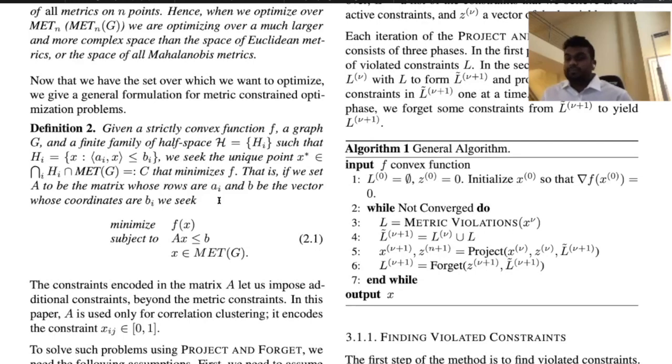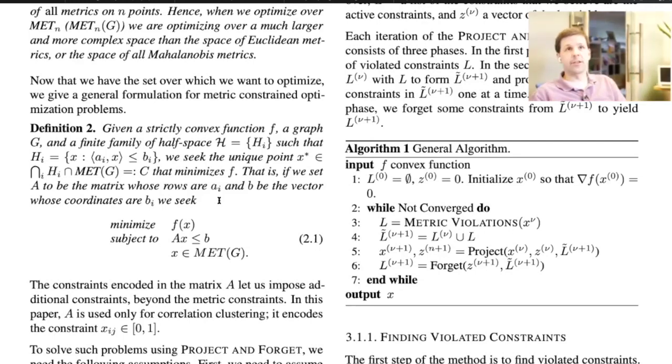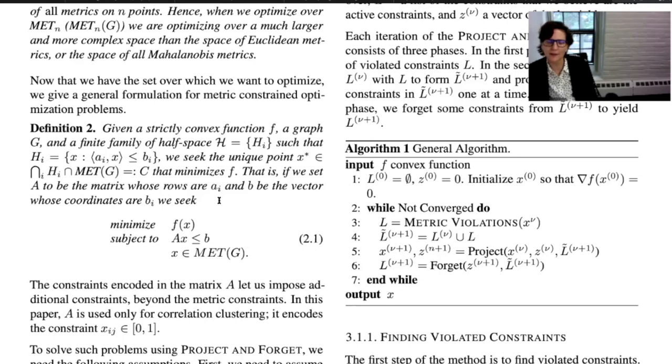Okay. And in the correlation clustering case that Nate and I are interested in, you don't have that prescribed sparsity pattern. You just want to fit the metric over all of the available pairs.